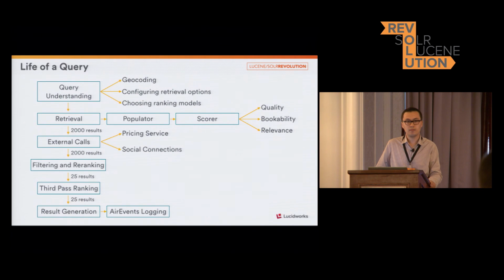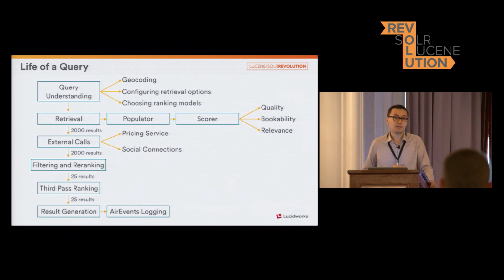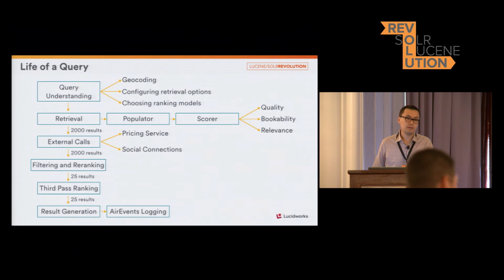I have a question about the second and third pass ranking. Can you go a little bit more in depth about what the differences are between your second and third? Because obviously your third is only working on 25 results. So what computationally intensive things are you doing that have to be done on such a small set? And potentially what are your ranking models that you're using?